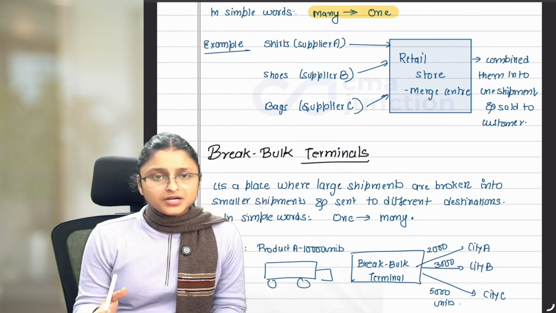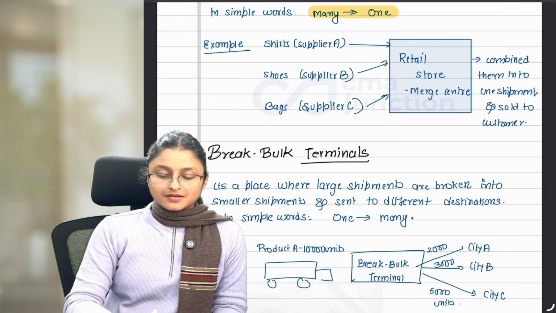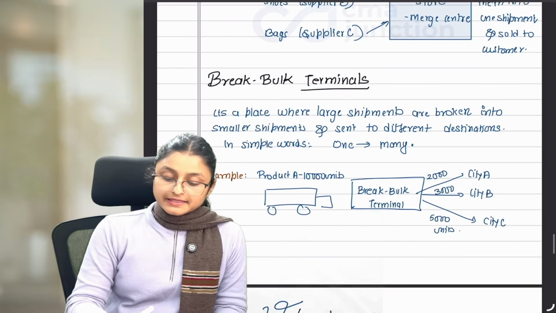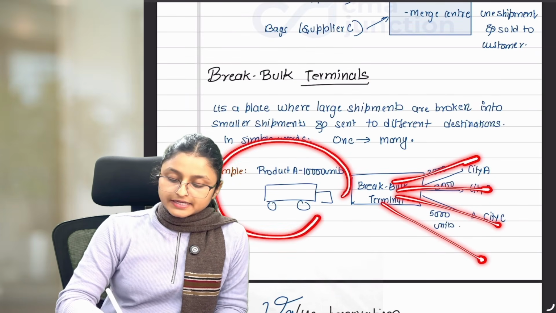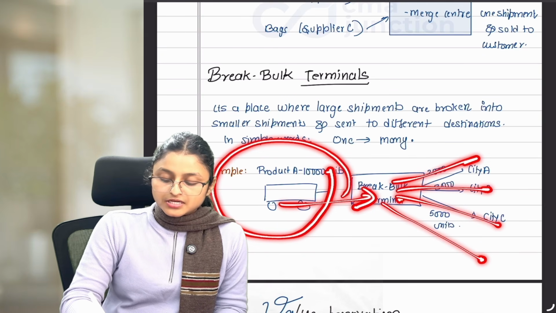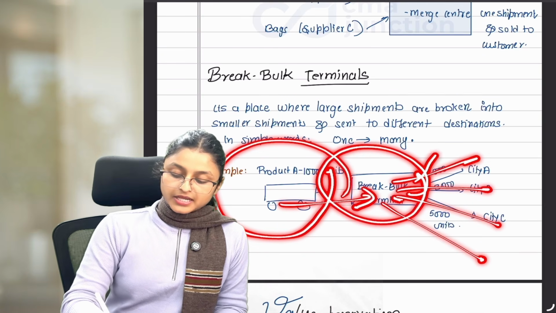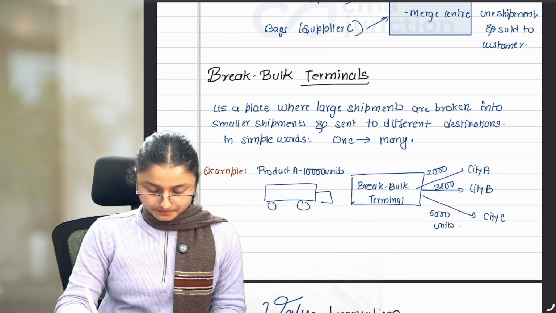Next comes break bulk terminals. So what is a break bulk terminal? Product will come in bulk, and the bulk products will be broken in this terminal. So our warehouse is sending all the products to this terminal. Now we want to send to 5 dealers. This terminal will break this bulk into different parts so that every dealer can get their product.